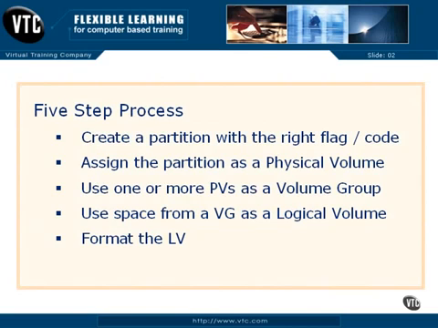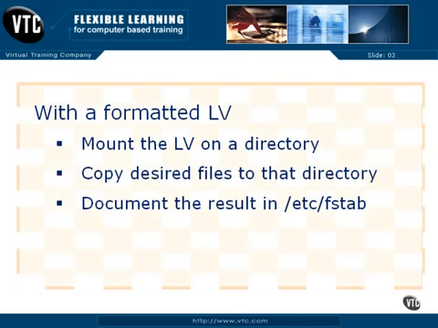First, you use a tool like fdisk or parted to create a partition, and then you set it with the right flag or code for logical volumes. Next, you assign the partition as a physical volume with a command like pvcreate, and then you use one or more physical volumes grouped together as a volume group. That gives you a bunch of available space from which you could set up one or more logical volumes, which can then be formatted, and then it's ready for use as a logical volume.